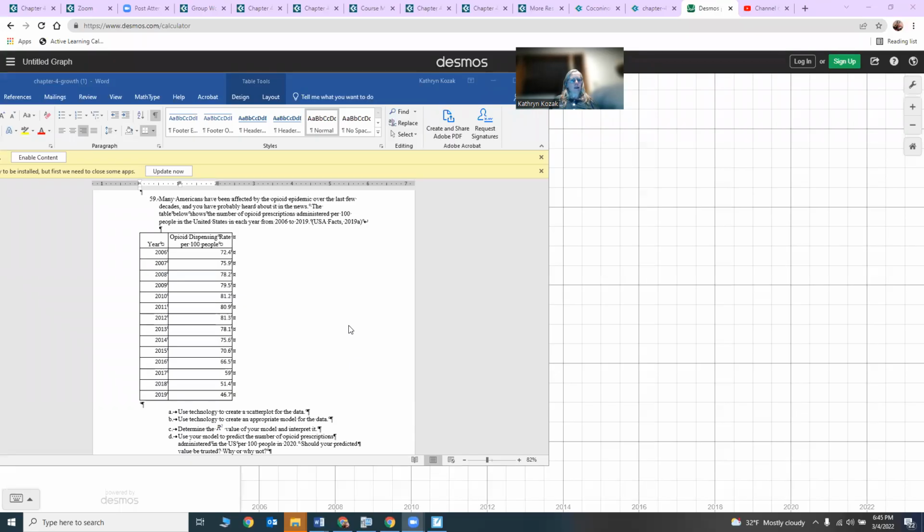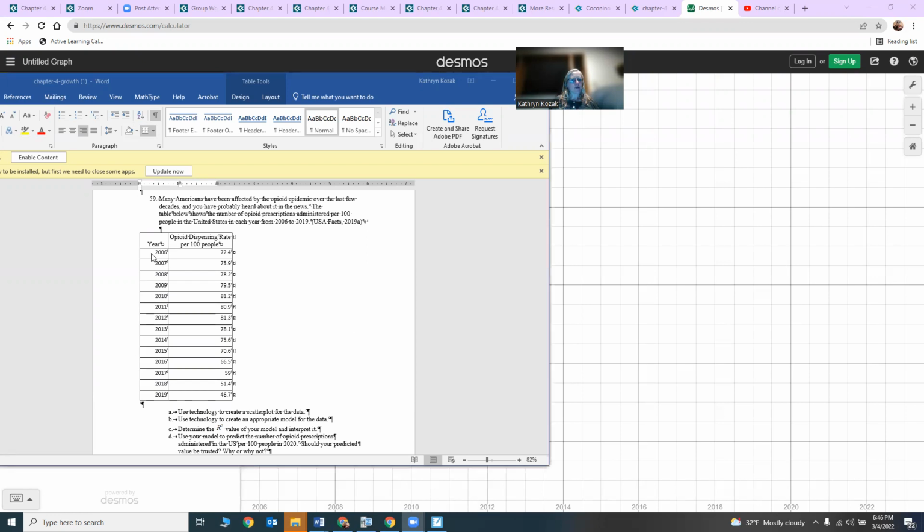This will show you how to do problem number 59 in the chapter 4 homework. Looking at this problem, it says many Americans have been affected by the opioid epidemic over the last few decades, and you have probably heard about it in the news. The table below shows the number of opioid prescriptions administered per 100 people in the United States each year from 2006 to 2019. We would like to take this data set and use it to create a scatter plot of the data.